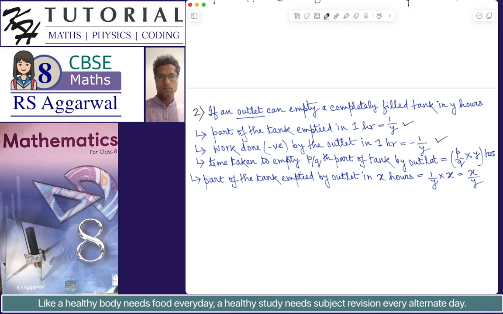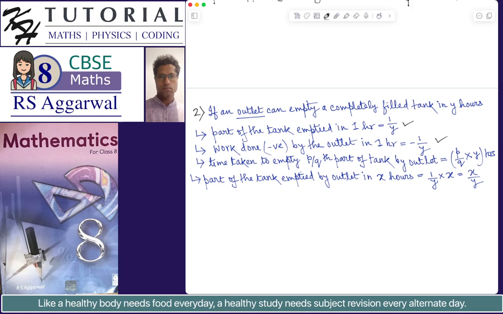The third result is that the time taken to empty P by Qth part of the tank by the outlet will be P by Q multiplied by y hours. This is very similar to the rule one results, but this time it is the time taken to empty, not fill. And the last result is that the part of the tank emptied by the outlet in x hours is 1 by y multiplied by x, that is x by y.